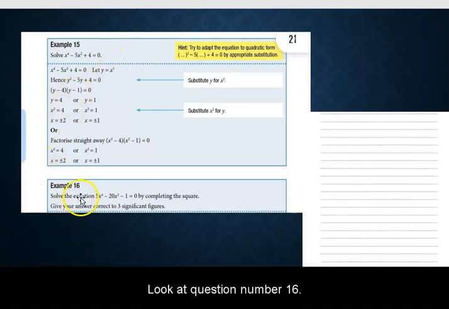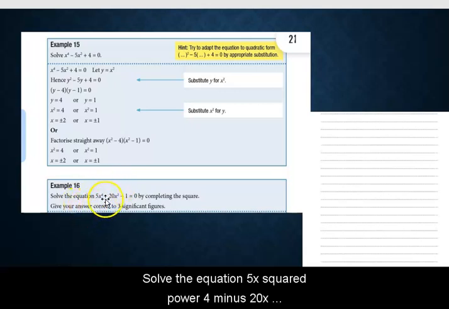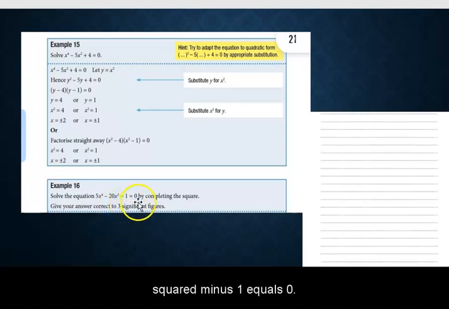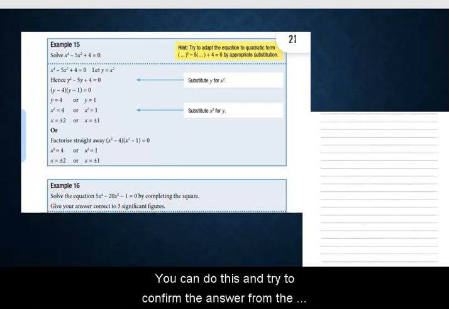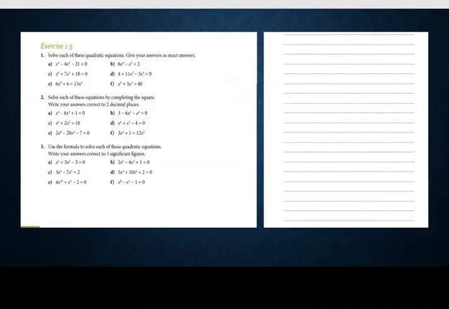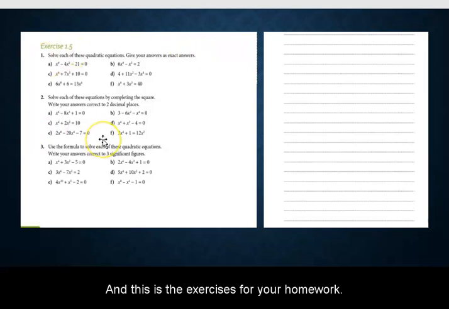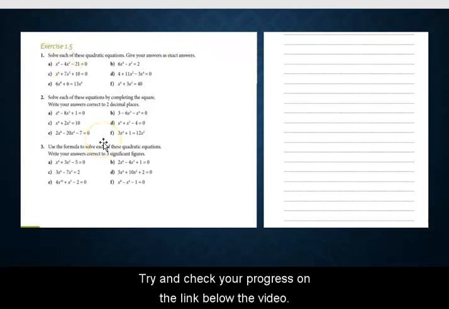Look at question number 16. Solve the equation 5x power 4 minus 20x squared minus 1 equals 0 by completing the square. Again, we already did the completing the square method. You can do this and try to confirm the answer from the link below the video. And this is the exercises for your homework. Try and check your progress on the link below the video.